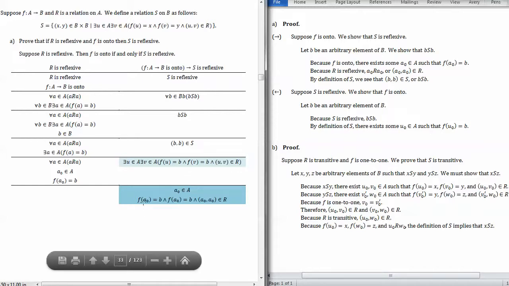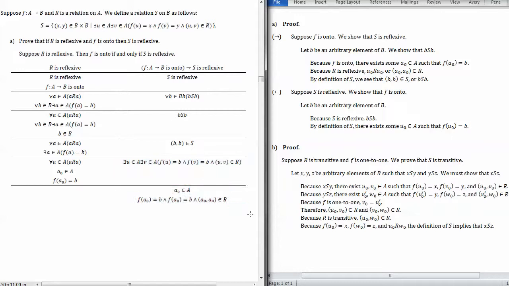Okay, so I have to show that f of a naught is b, f of a naught is b, that's the same thing, and that (a naught, a naught) is in R. And so I'm basically there. Let's just tidy it up here. Universal instantiation gives us that, yes, this element in A is related to itself by R. And okay, there was our first goal. And those two together give us our second goal. Okay, so that finishes this first direction of the proof.